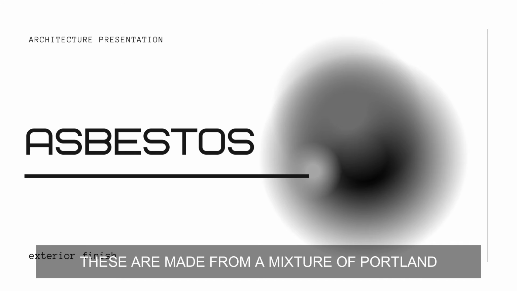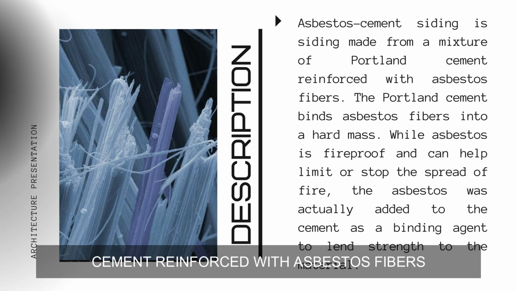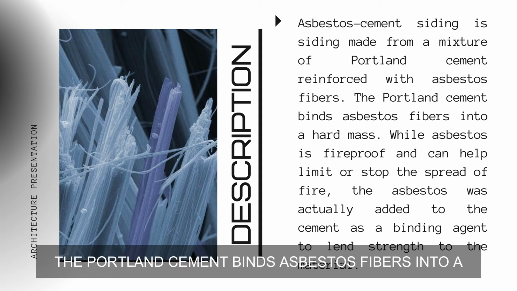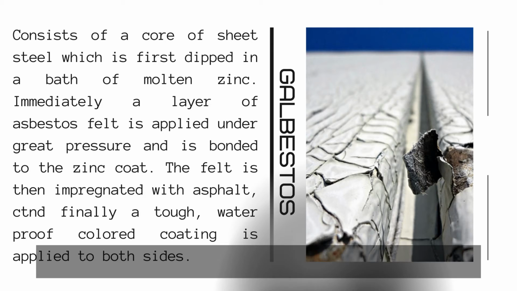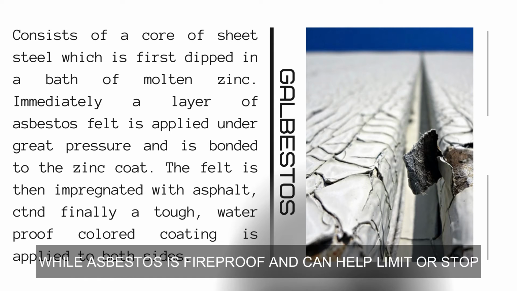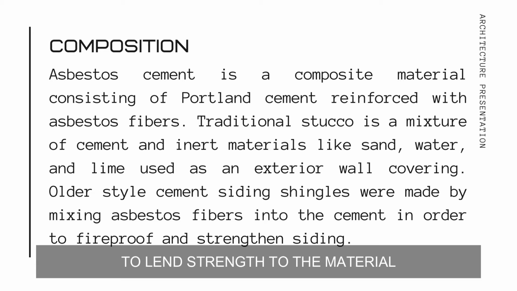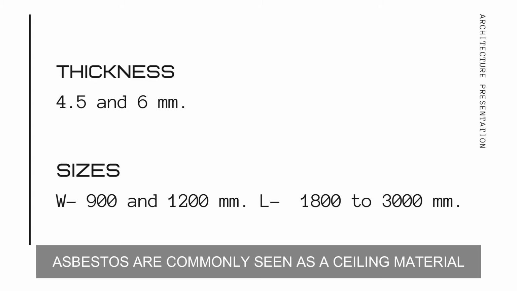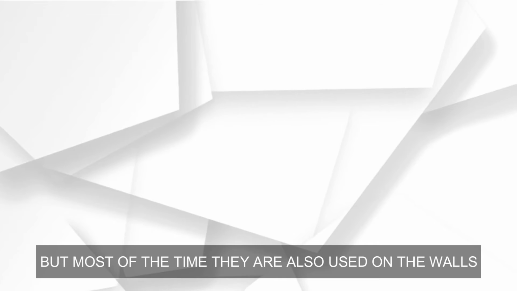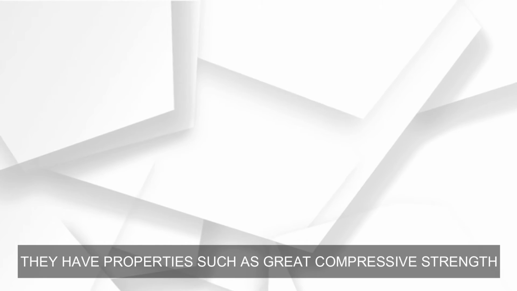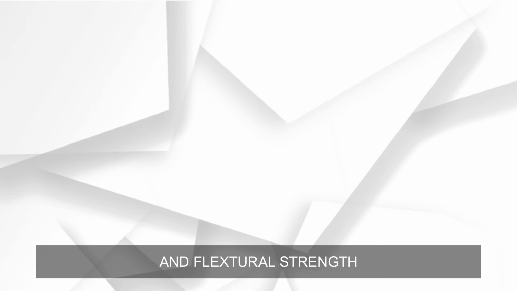Asbestos is next in line. These are made from a mixture of Portland cement reinforced with asbestos fibers. The Portland cement binds asbestos fibers into a hard mass. While asbestos is fireproof and can help limit or stop the spread of fire, the asbestos was actually added to the cement as a binding agent to lend strength to the material. They are usually white in color. Asbestos boards are commonly seen as a ceiling material, but most of the time they are also used on walls. They have properties such as great compressive strength and flexural strength.